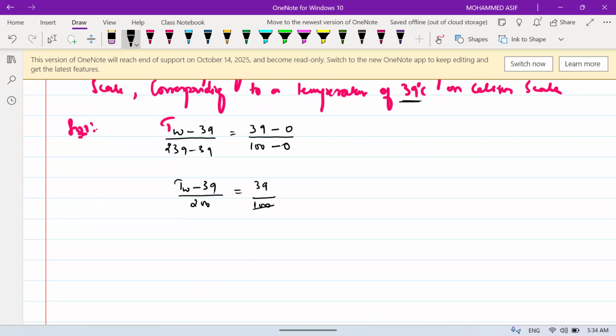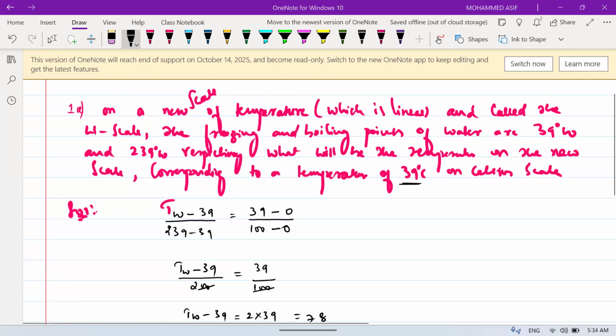So this and this will get cancelled, and it will be a 2 for me. So it will be equal to how much, anyone? T_W minus 39 is equal to 2 into 39, so it will be 78. That means temperature on W scale will be equal to 78 plus 39, that is equal to 117 degrees W. Done?